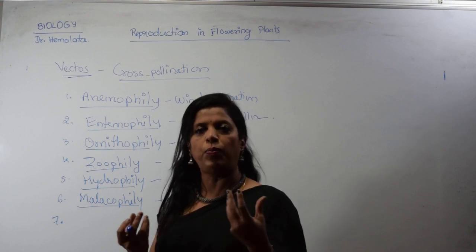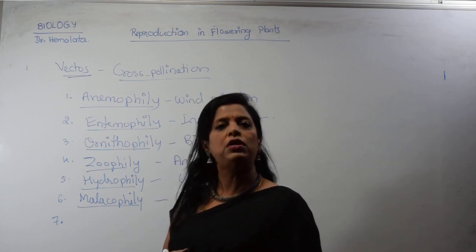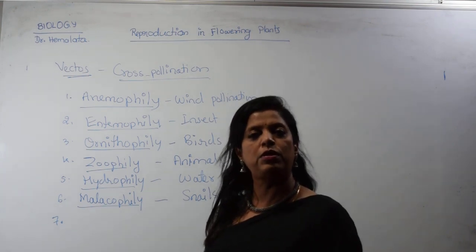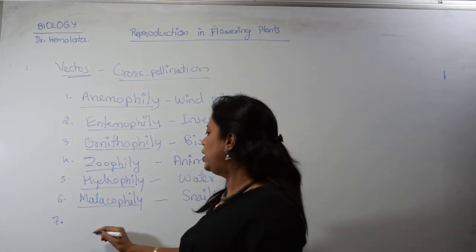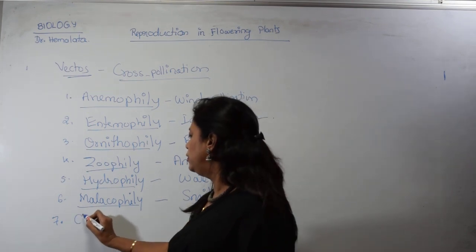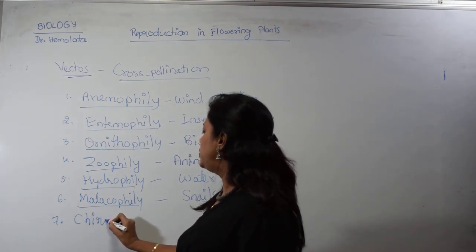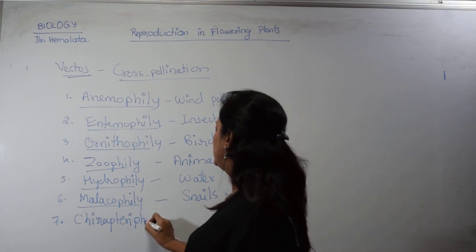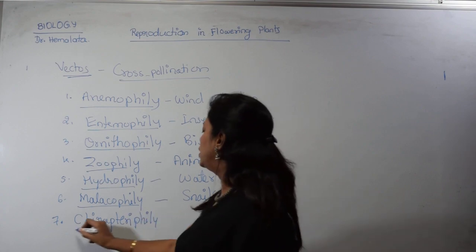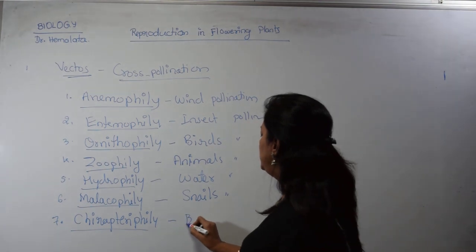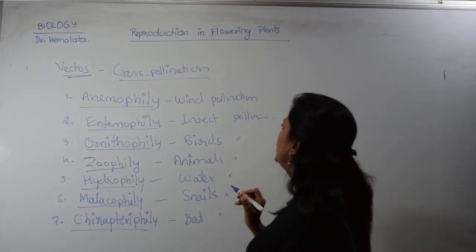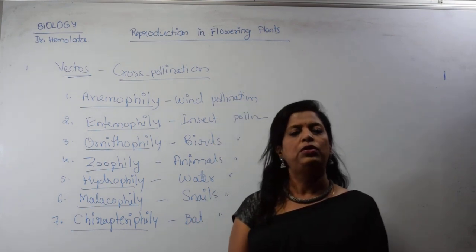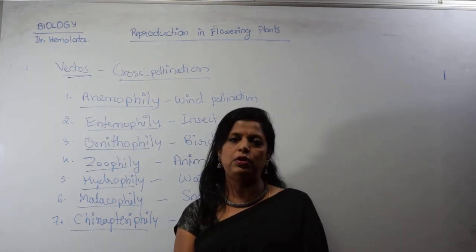Some of the flowers open up in the night time. Their pollen grains are transferred from anther to the stigma through bats. We call it either bat pollination or chiropterophily. Chiropterophily is pollination through bats. Bat pollination. So this much at least you should know. Just listing them is important.